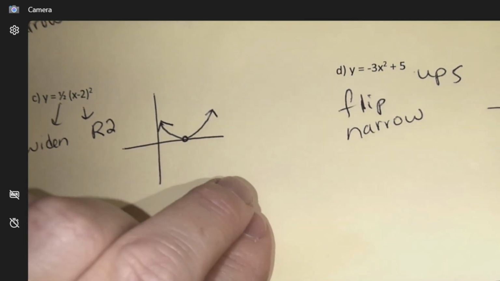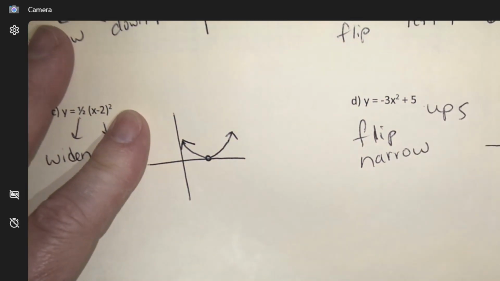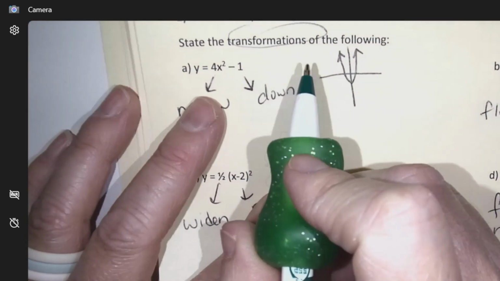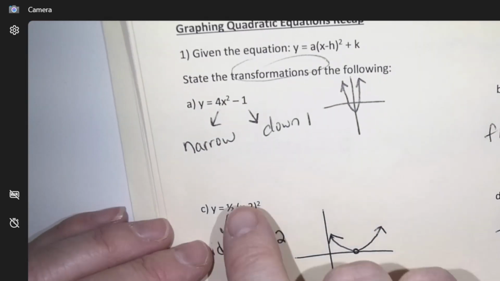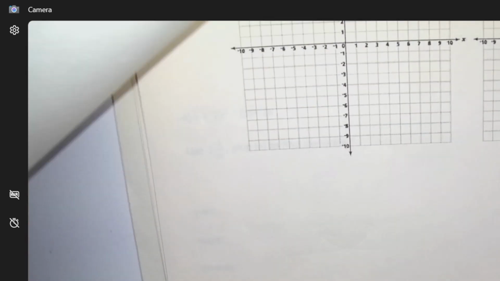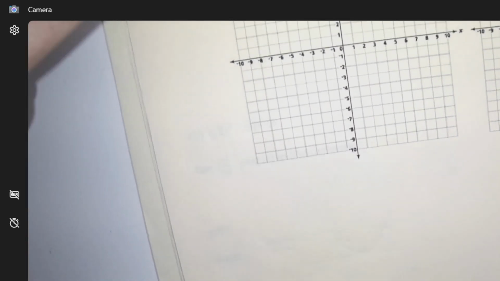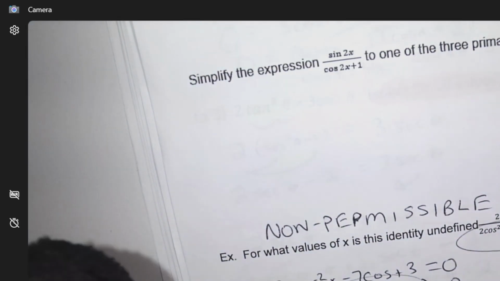Okay, so on your test, when I say describe the transformations, I'm wanting words. So here's your options, right? Narrow, widen, flip, move up, down, left, right. Okay.